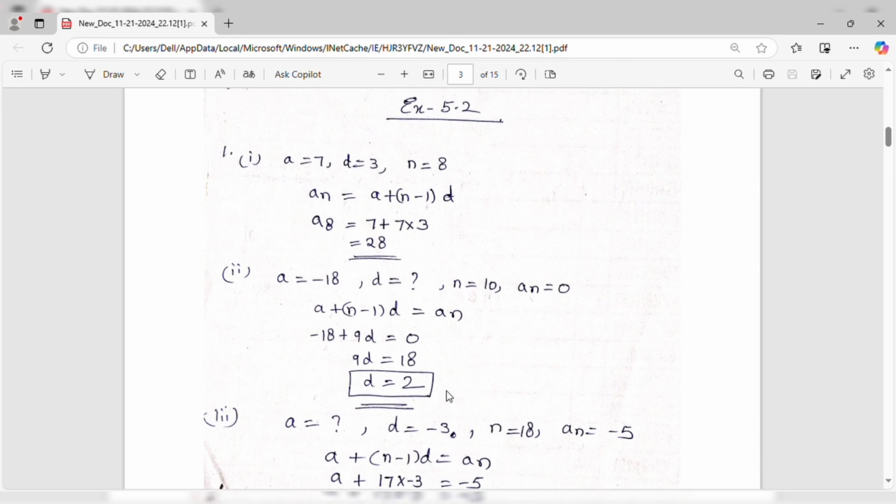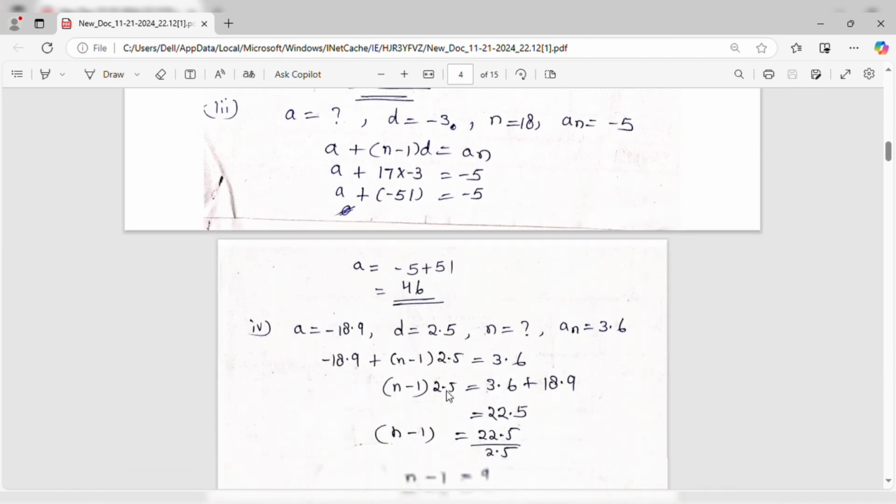So after applying the formula AN equal A plus N minus 1 into D, we will get 7 plus 7 into 3 which is 28. So the 8th term of this AP would be 28. In the second part we are given A, N and AN. We have to find common difference D. Again we will use the same formula and after solving we will get D as 2.